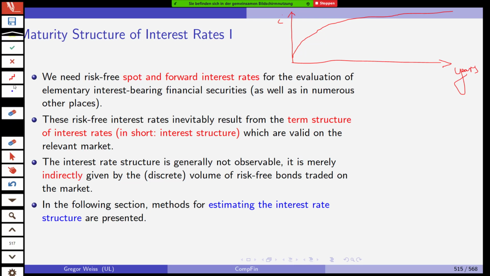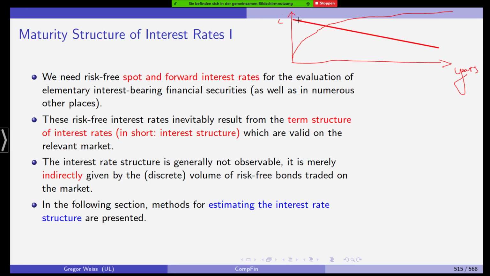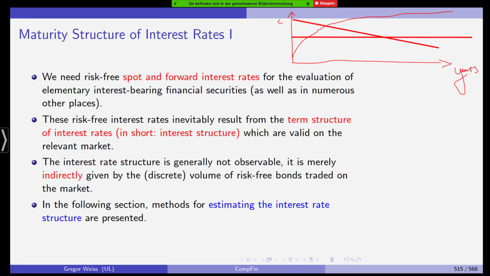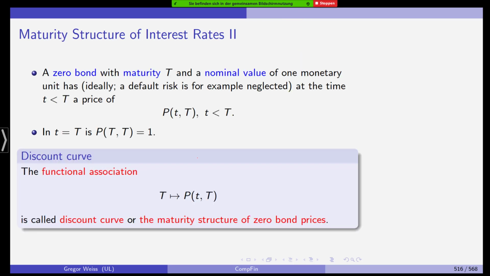If, however, it looks like this, then this is an inverse yield curve. And this one is a flat one. In German we say normale Zinsstrukturkurve, flache Zinsstrukturkurve oder inverse Zinsstrukturkurve. Now, how do you estimate these term structures of interest rates? Well, actually using spline interpolation, and this is what we're doing in this section.